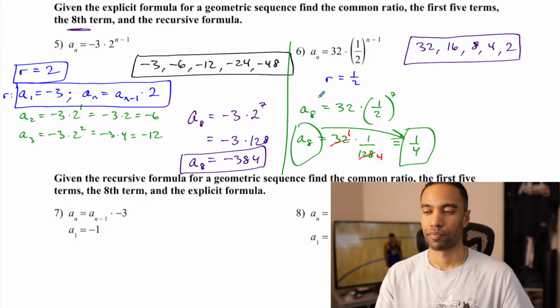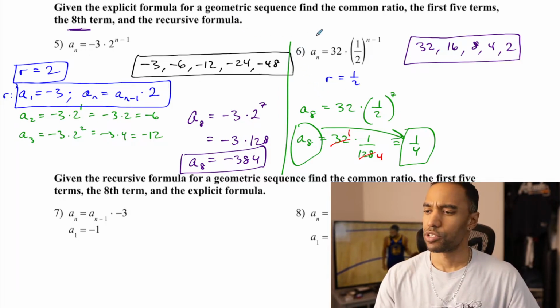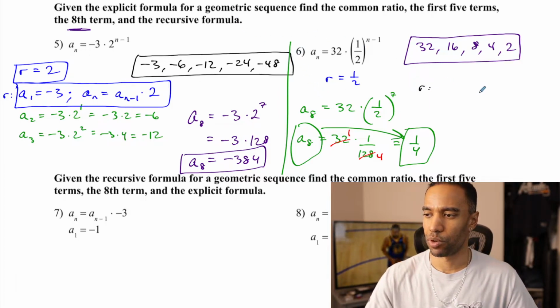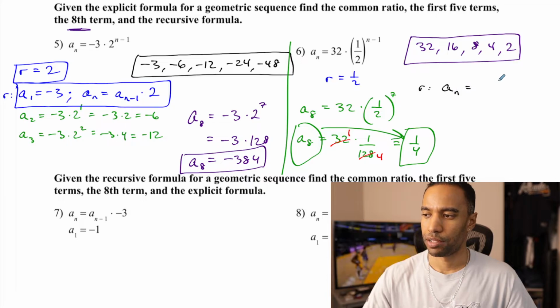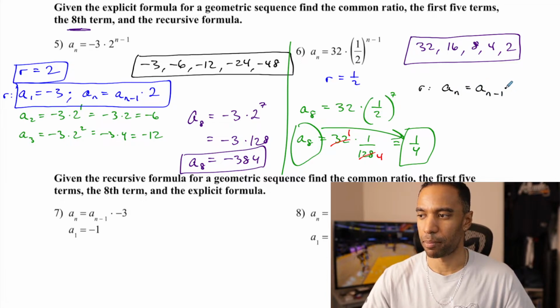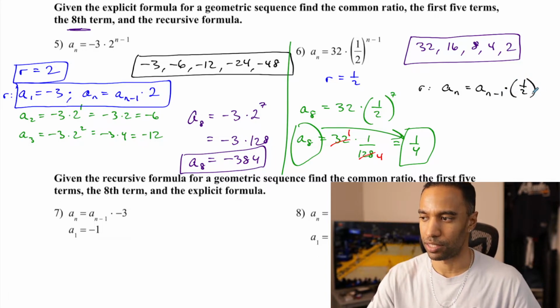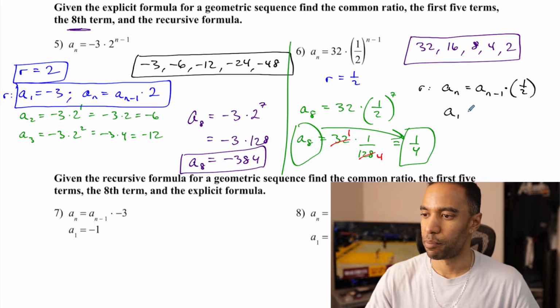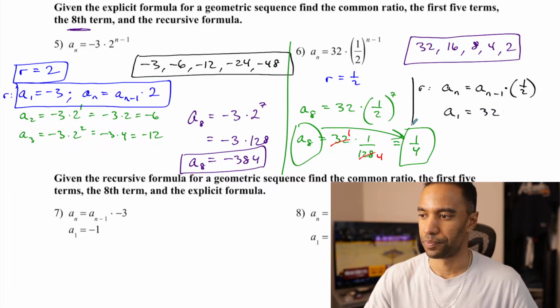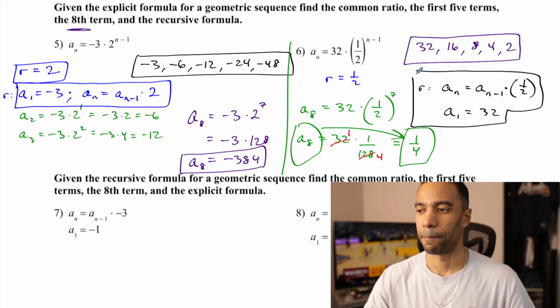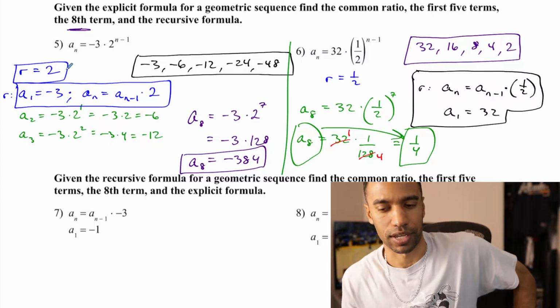All right. I still need the recursive formula here. So the recursive formula would have been: to find the value of the nth term, you take the value of the term before it and multiply by your common ratio, which is 1/2. Probably good to put parentheses there as well. Starting from your first term, which was 32. Okay, and that is number 6.